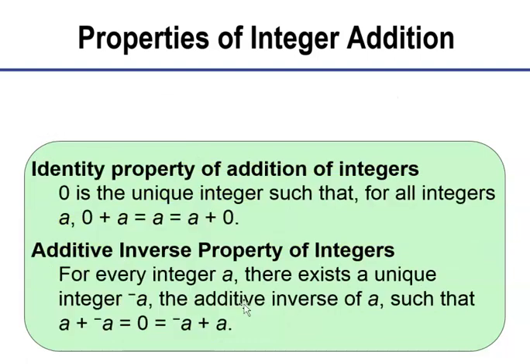Okay? Then we have some extra properties. The identity property of addition. We talked about that just a few minutes ago. When you add 0 to anything, you get the identity, that number. So 0 plus A is equal to A plus 0, which is just A. But now we have a new property in this list, and it is the additive inverse property of integers. For every integer A, there exists a unique integer, the opposite of A, or negative A. And when you add A and negative A, it's like the charges. They just cancel each other out, and you get 0 as a result.